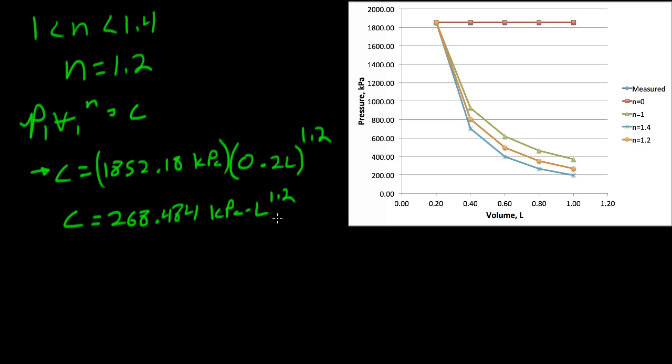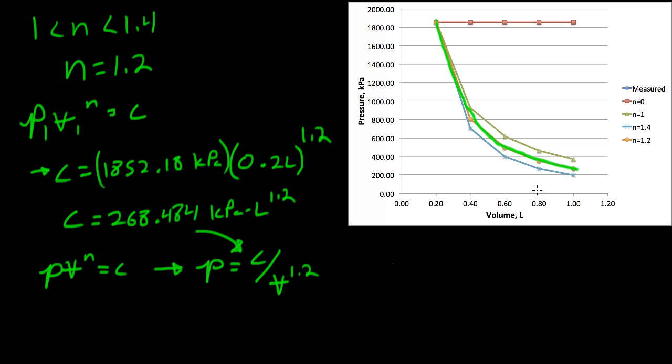Now we compute the pressure for each measured volume using the polytropic relationship. PV to the n is equal to a constant. And so we solve for pressure and see that pressure is equal to the constant divided by V to the n, which is 1.2. We sub in our value of C, and we compute for each measured value. Adding these values to the plot, we see that the estimate matches the measured data well. In fact, it covers over the other line. And so we know that our n is 1.2.